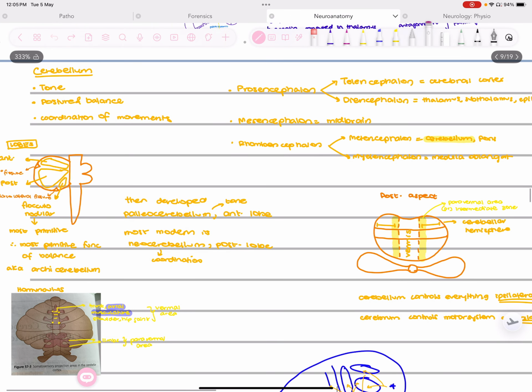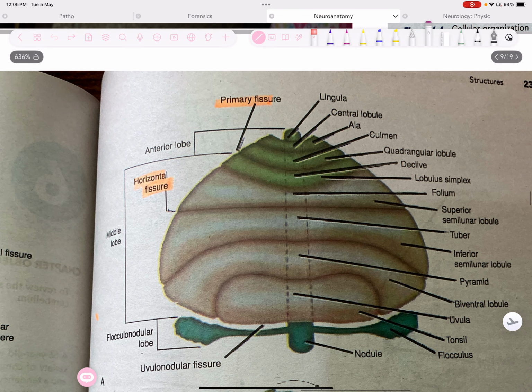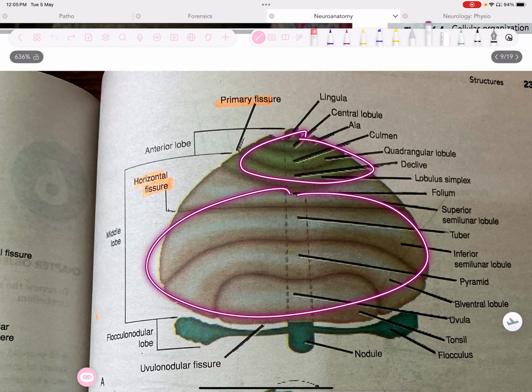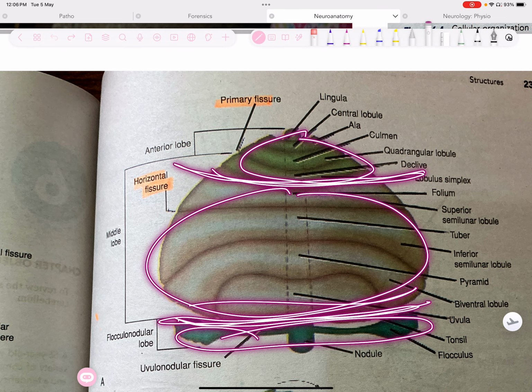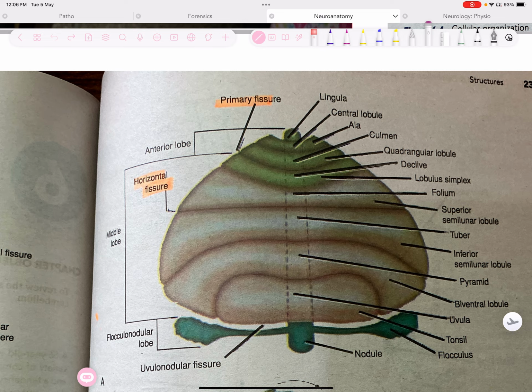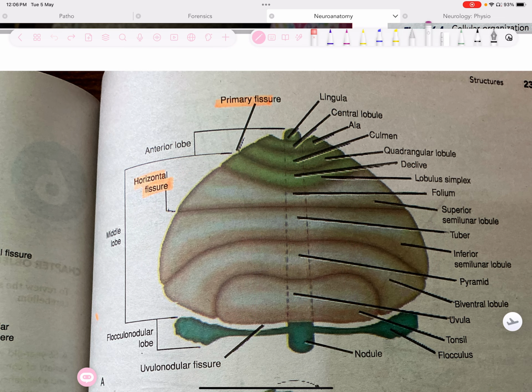Now, if you look at the cerebellum from back, you will notice this is the anterior lobe, this is the posterior lobe, this is the flocculonodular lobe, this is the primary fissure, this is the uvulonodular fissure, also known as dorsolateral fissure, right? This is horizontal fissure, this is not that important, but you can see. Now, this is vermis, then there will be paravermal area, and this will be the lateral cerebellar hemispheres.